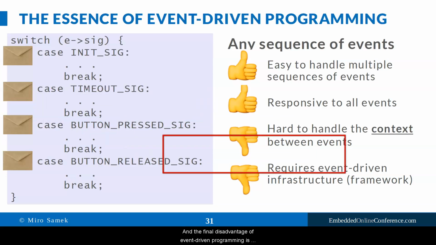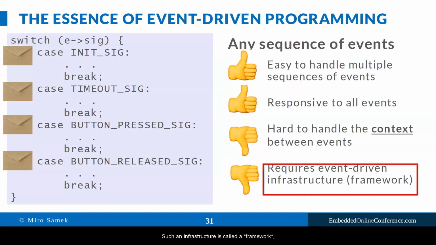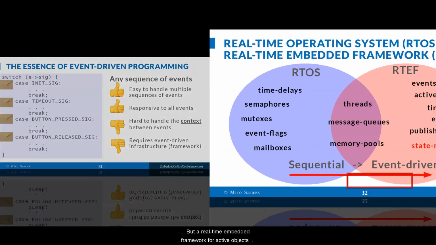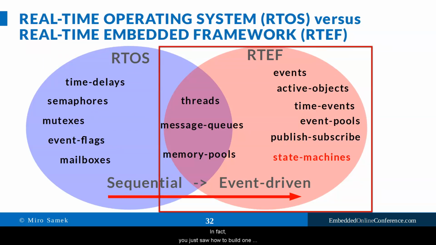And the final disadvantage of event-driven programming is that it necessarily requires an event-driven infrastructure based on inversion of control. Such an infrastructure is called a framework, and I suppose that the unavailability of lightweight, efficient, real-time embedded frameworks is one of the main reasons why event-driven programming is practiced so little in our field. But the real-time embedded framework for active objects doesn't need to be complex. In fact, you just saw how to build one with the FreeAct active object layer.